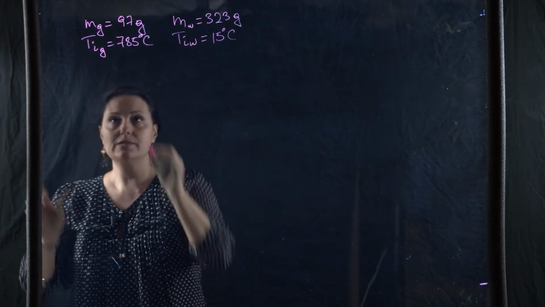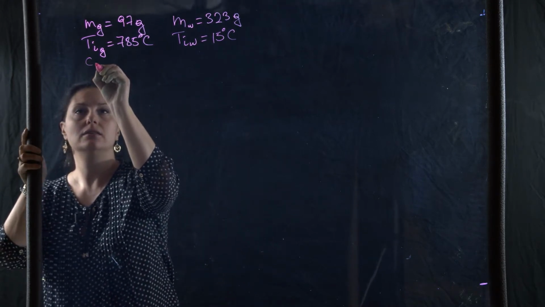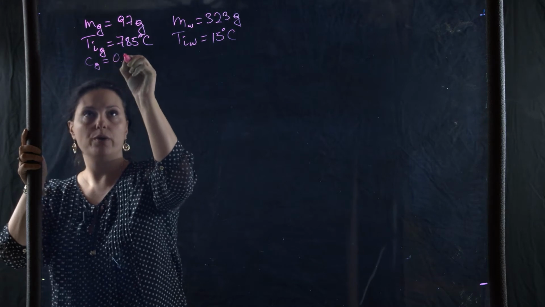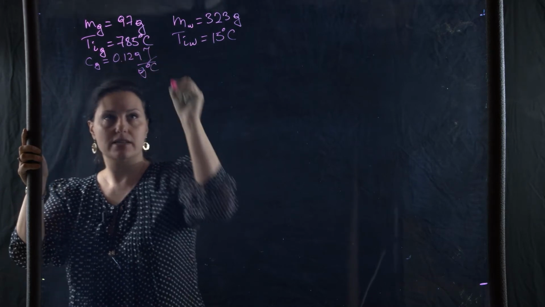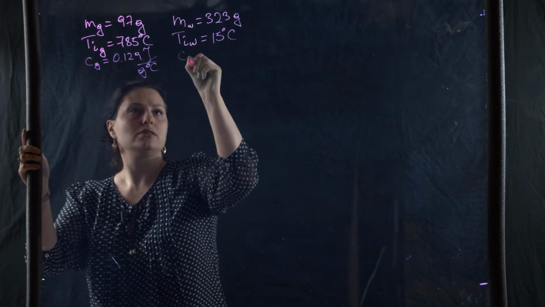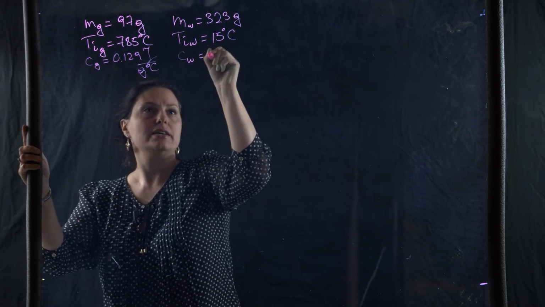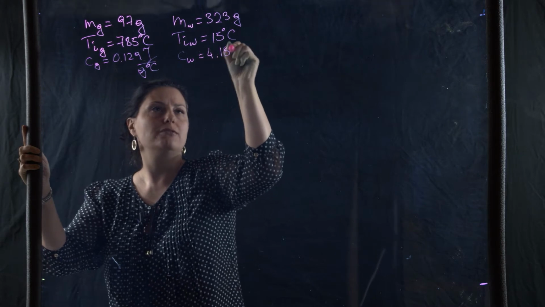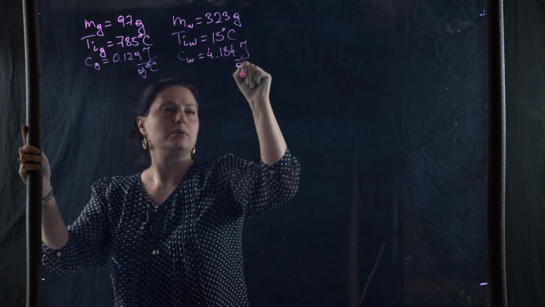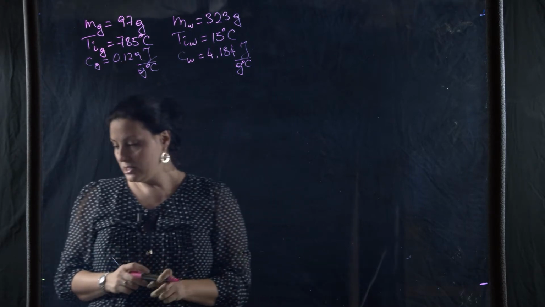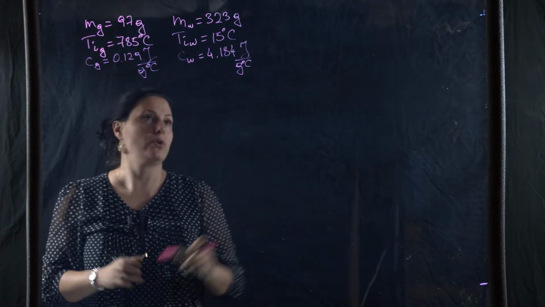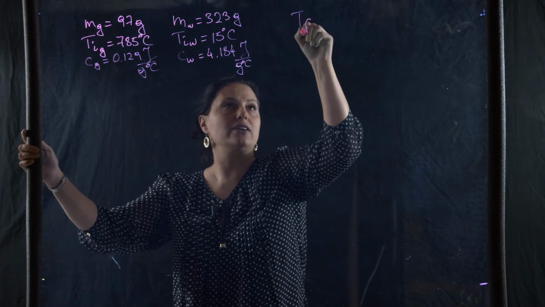If gold has a specific heat of 0.129 joules per gram degrees Celsius, and I know that water's specific heat is 4.184 joules per gram degrees Celsius, what is the final temperature of the mixture? Okay, so I'm still solving for the final temperature.